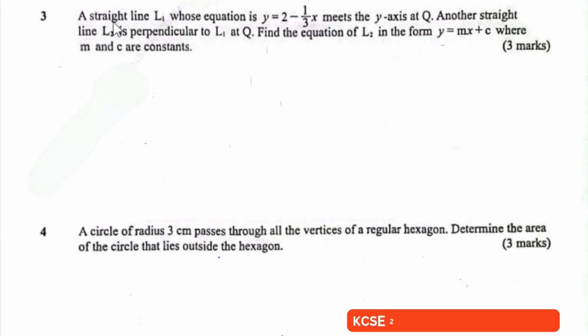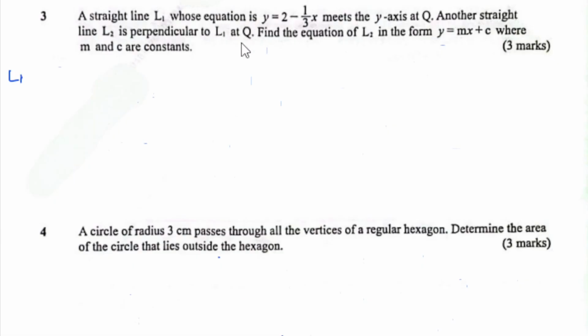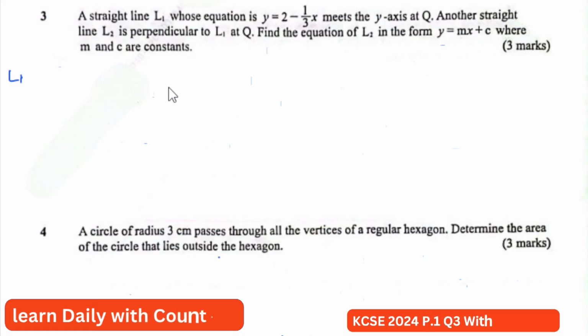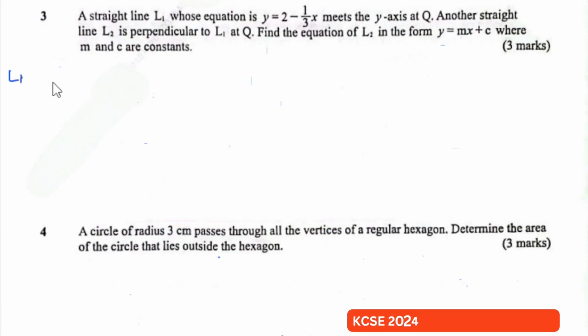So we are told that a straight line L1, so that's where we are going to kick off from. Each and every time that you are solving a question, we usually start with all the information that we have, because that is what gives us what we are not given, and from there we are able to solve the question. So you are told that L1, its equation is y equals 2 minus a third x.